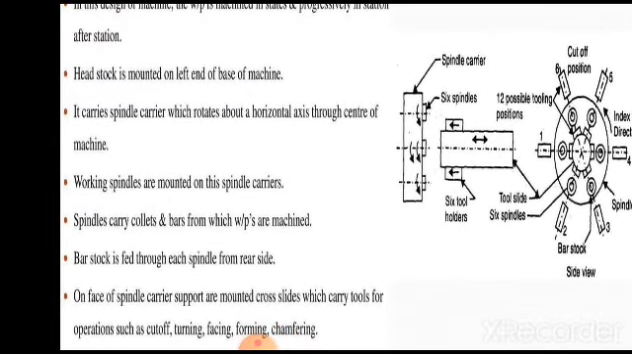On the face of the spindle carrier, supports are mounted, with cross slides which carry tools for operations such as cut off, turning, facing, forming, chamfering, etc. You need to understand one important thing here. The headstock is mounted at the left end of the base and contains the spindle carrier. Independent side tool slides are provided on both sides of the spindle carrier. The end tool slide, which accommodates tooling for all the spindles, travels on the spindle carrier stem. The number of these slides is equal to the number of spindles. That is the main idea here.